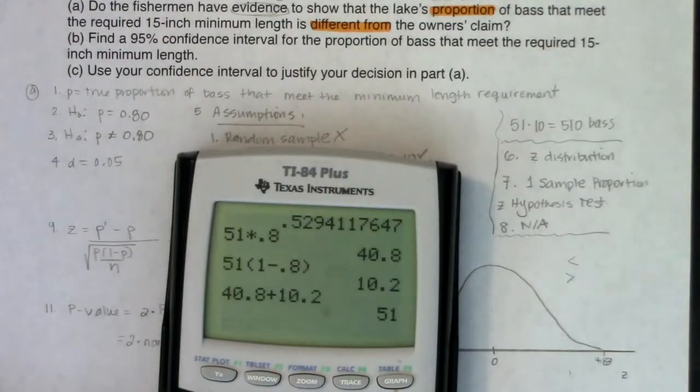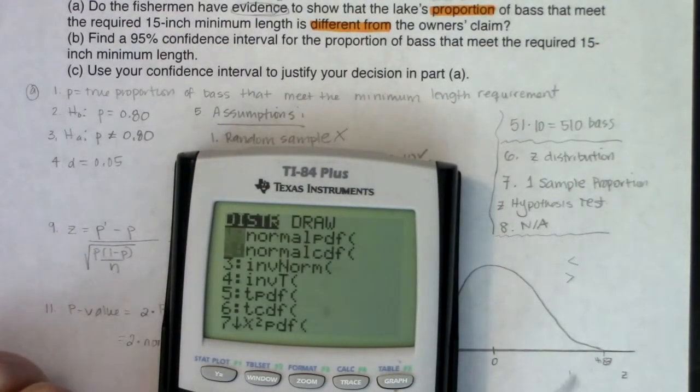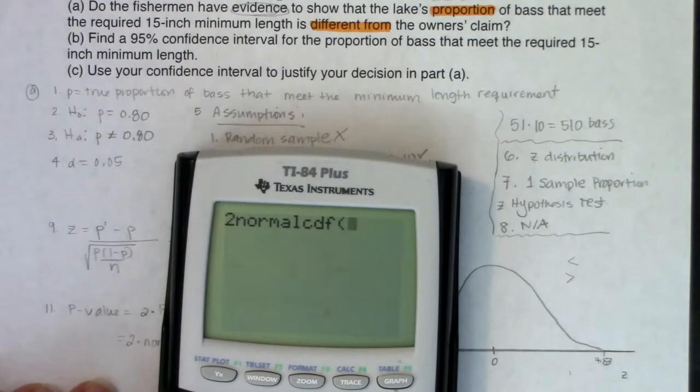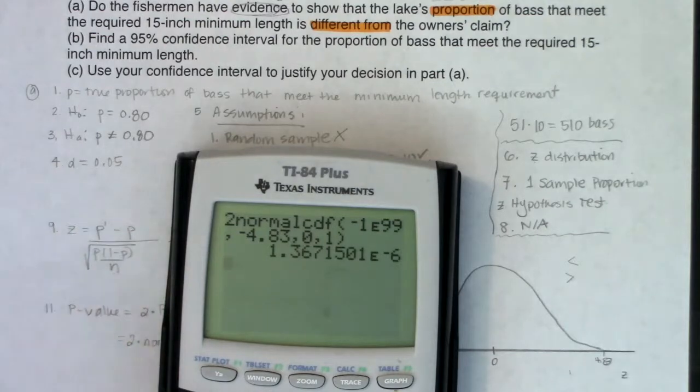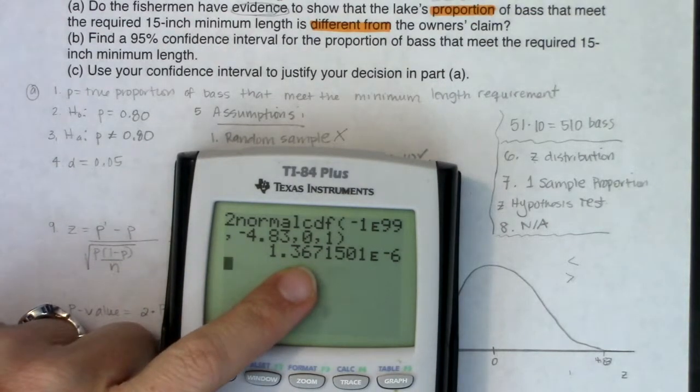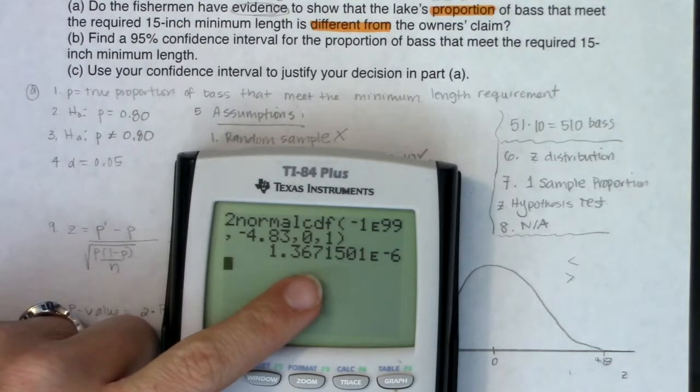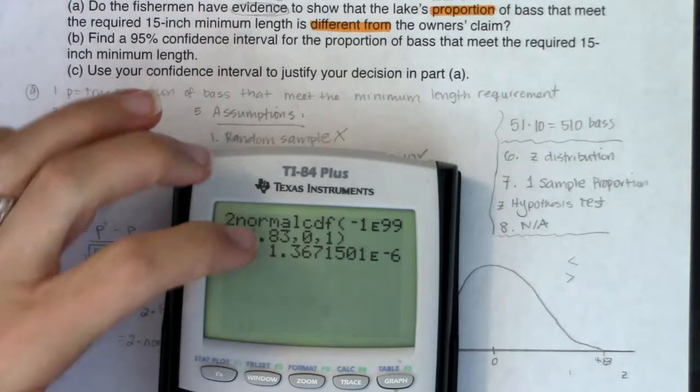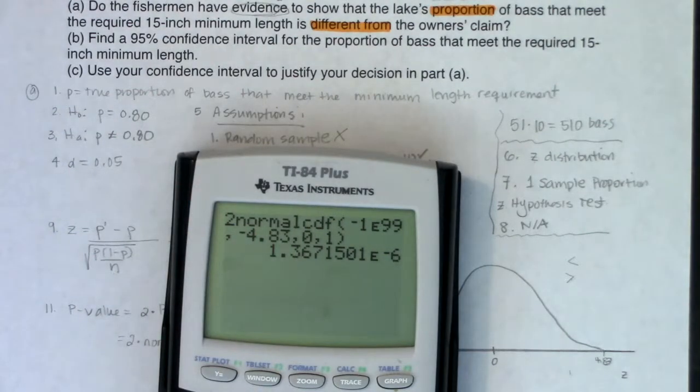Okay, so this time I'm going to do 2 times my normal CDF. My low was negative 1.899. My high was negative 4.83. My mean was 0, and my standard deviation was 1. And what is my p-value? It's about 1.37. And again, please don't tell me that some probability is 1.37. It can't be 1.37.